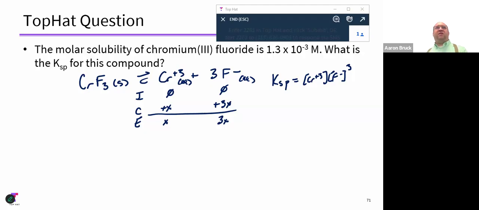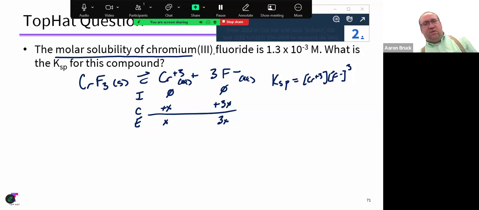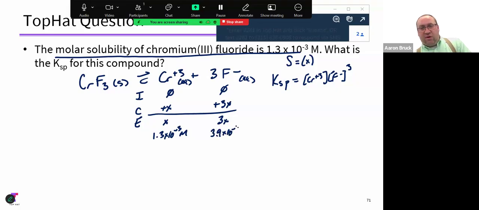Where we're getting bogged down is in detail. So let's go back to what the question is giving us. The question is giving us the molar solubility of the chromium fluoride. Well, that value is S or X, depending on which one you want to use. So with that in mind, we already know that the chromium concentration is going to be 1.3 times 10 to the negative third molar. And we already know that the fluoride concentration is going to be 3 times that. So 3.9 times 10 to the negative third molar there.